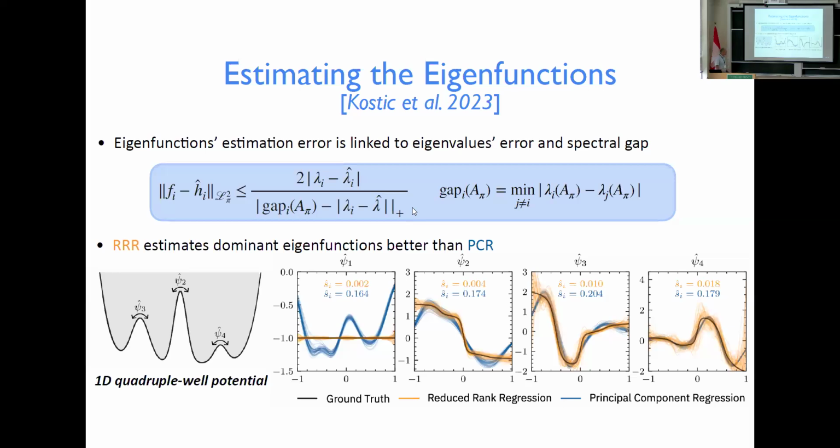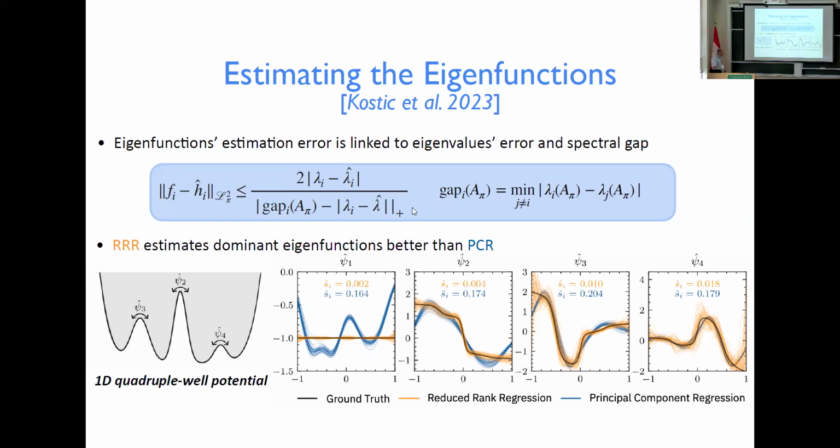Then these results we can also extend to eigenfunctions. And so here you see that you have the spectral gap. So if you have the ith eigenfunction, and if the spectral gap is not too small, then when the eigenvalue bound kicks in, I have consistent estimation of the eigenfunctions.